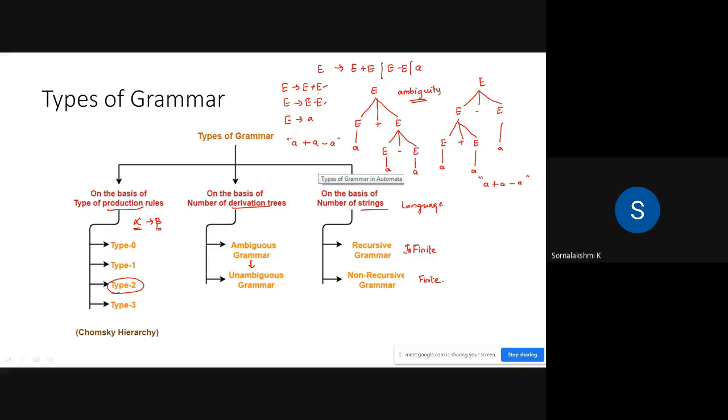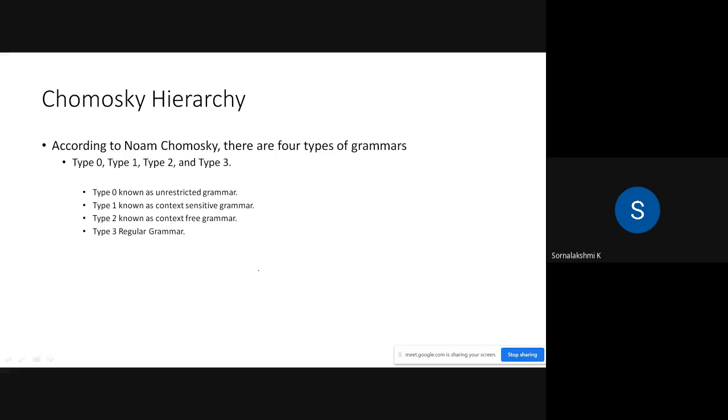Unit 2 extensively handles type 2, but this also we'll see. With type 2, we'll see what ambiguity is and understand recursive grammar also, because all these types can generate both finite languages and infinite languages. So these are different angles, or different ways, in which you can classify grammars. Now the Chomsky hierarchy. So type 0.